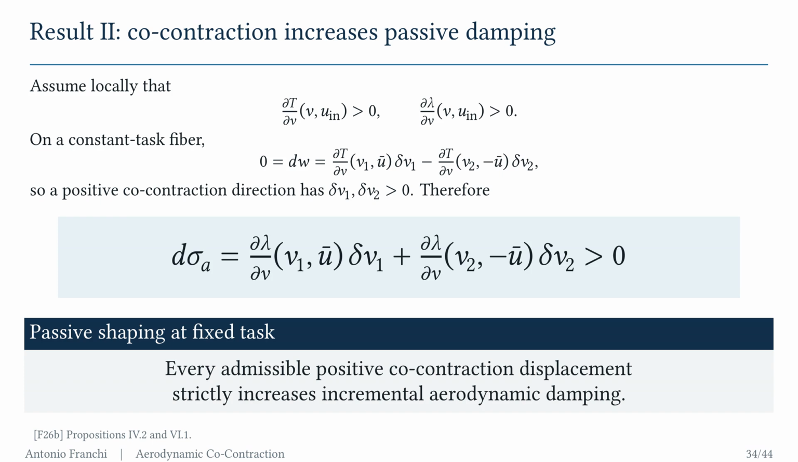First, the thrust increases with rotor speed. The constant task tangency equation then implies that delta V1 and delta V2 have the same sign. The positive orientation is co-contraction.